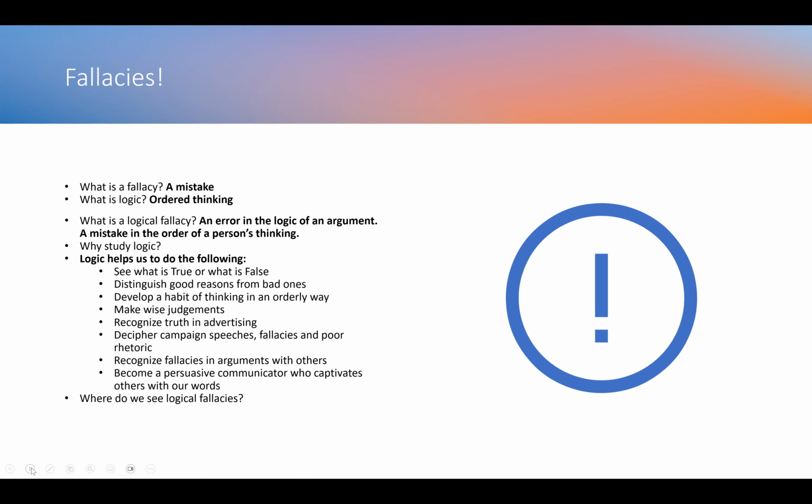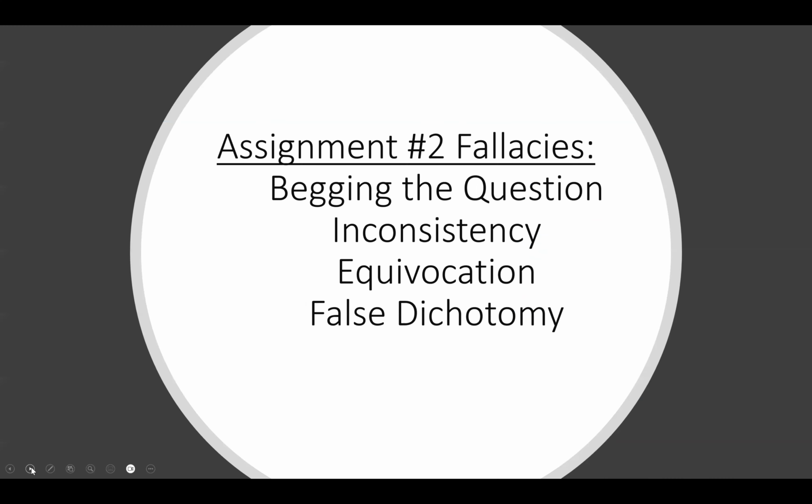Where do we see logical fallacies? Consider your everyday life. Everything from the news media to social media to our daily conversations just might contain logical fallacies. In this assignment, you'll be looking at 4 specific fallacies: begging the question, inconsistency, equivocation, false dichotomy. I'm going to briefly review each of these.